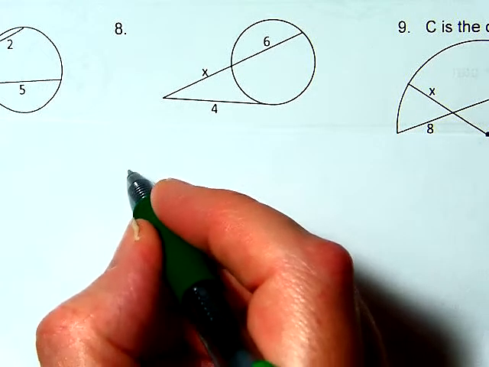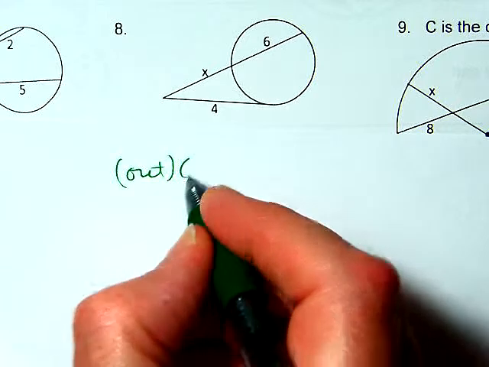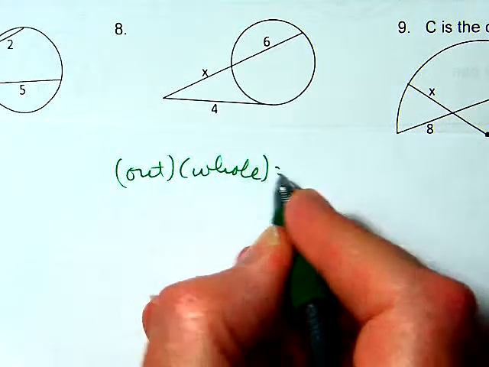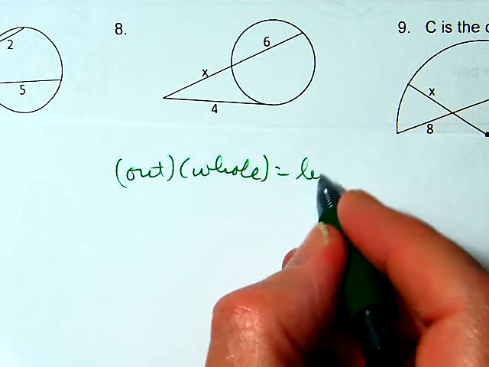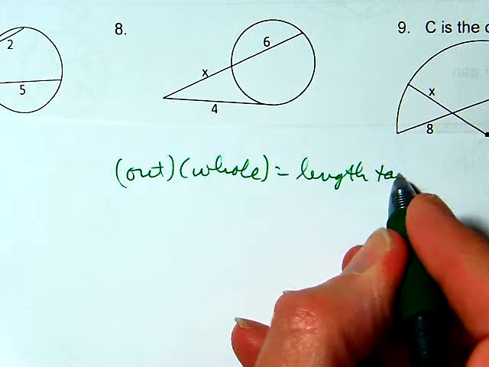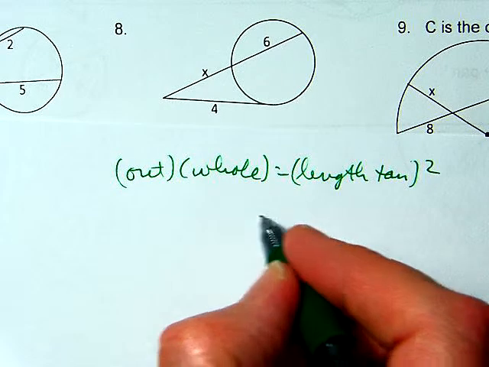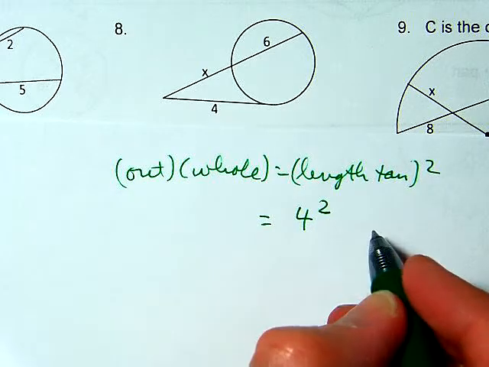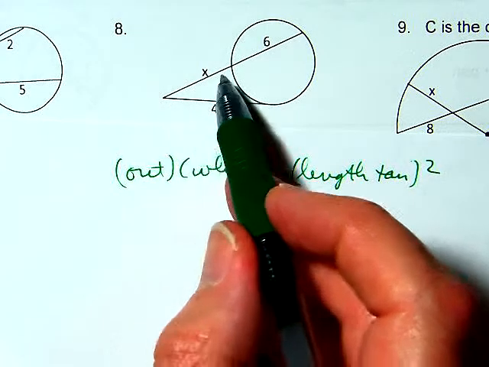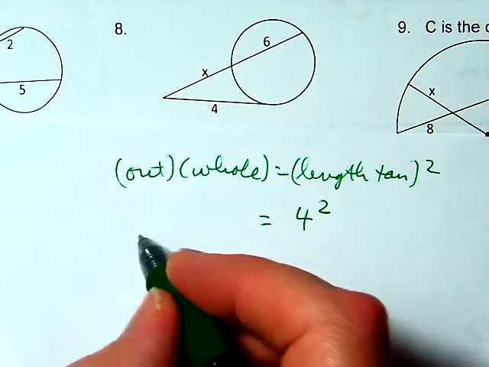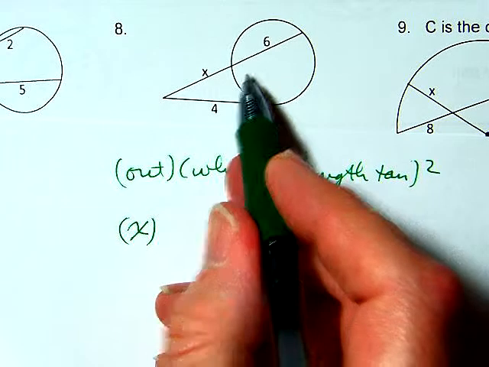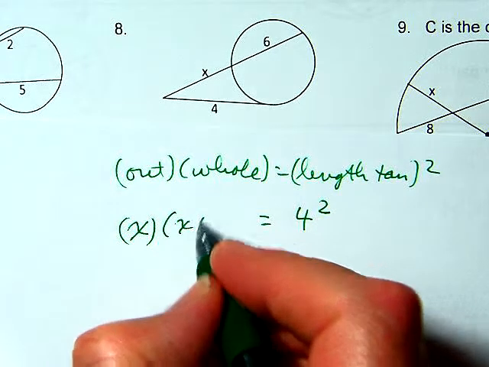So our formula is for the secant, the outside times the whole equals, and for the tangent, it would be the length of the tangent squared. So the tangent length is 4. That would be 4 squared on the right. The outside part of the secant is x, and the whole part of the secant is x plus 6.